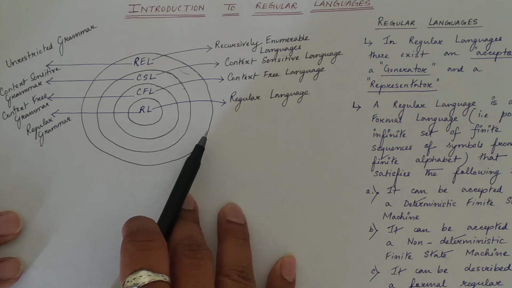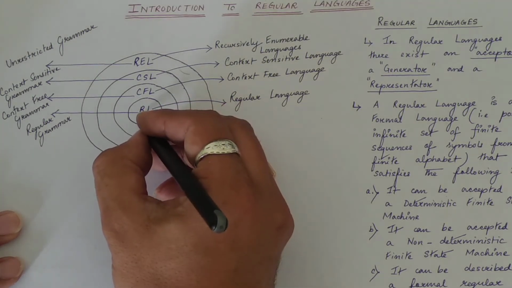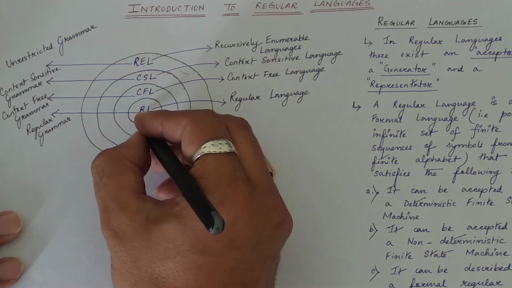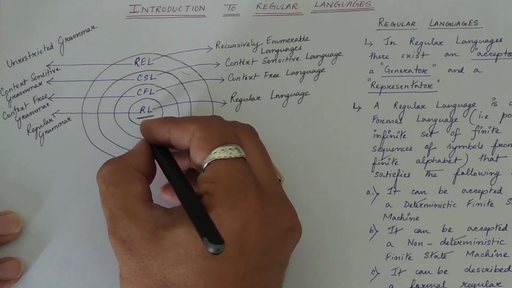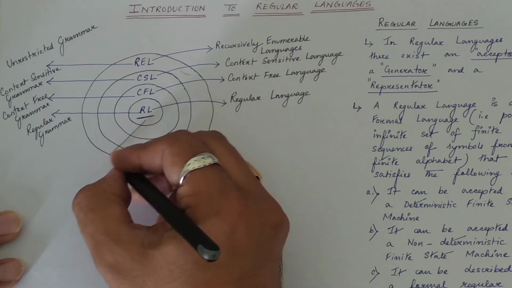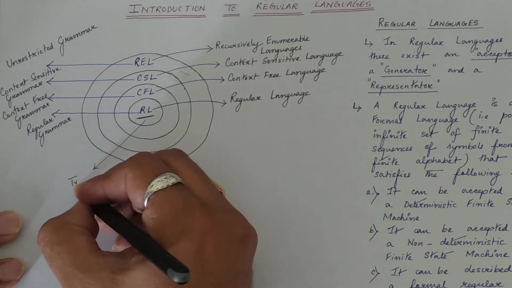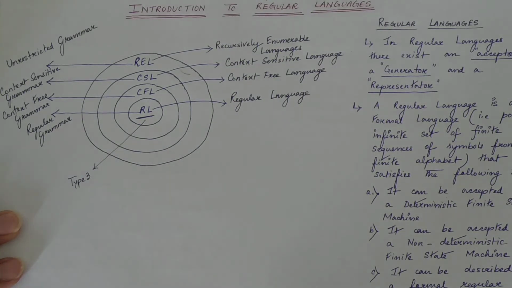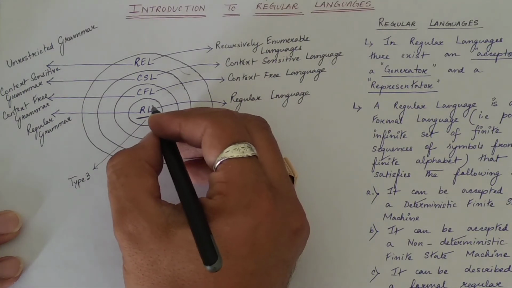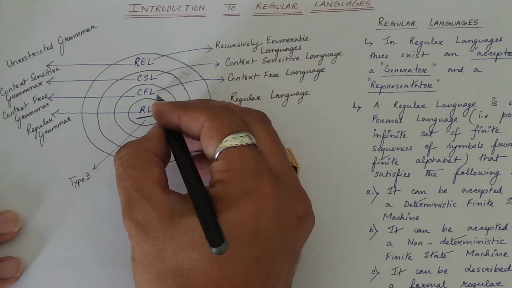We are into unit number 1 or unit number 2, where we are learning about the concept of regular language. This particular level is said to be type 3. Then we will be moving into the second one, known as type 2.